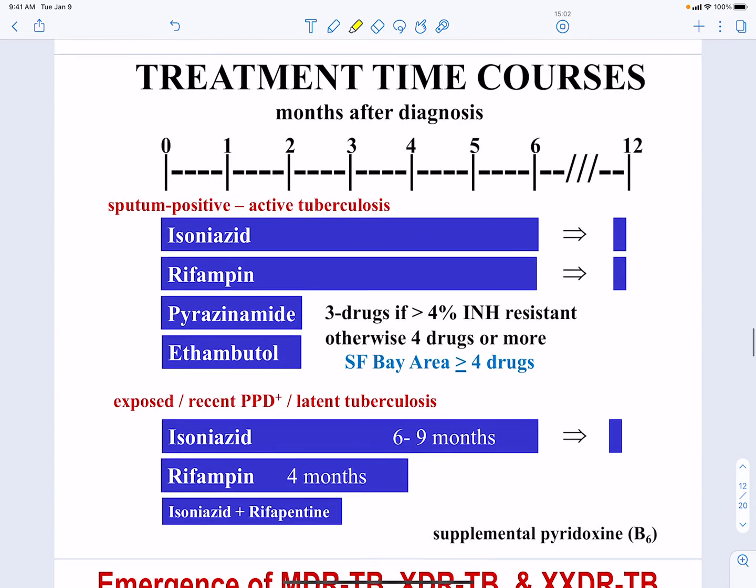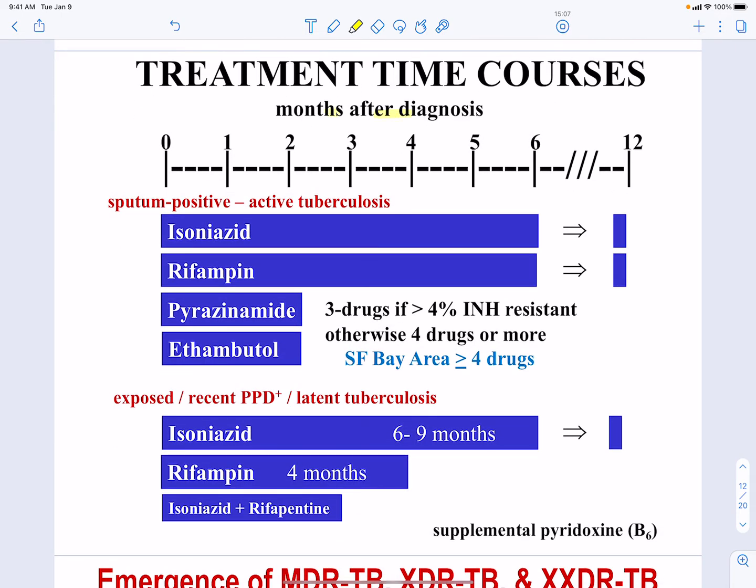So when you look at a time course for treatments, and again, this is after diagnosis, not after exposure, you're going to be put on those first-round drugs, and potentially have all four given. It just depends on what type of TB you have. If you have a resistant strain, you're going to be put on 3 drugs, and otherwise it's going to be the 4 drugs. In the Bay Area, we're going to use more than 4 drugs in the treatment of this.